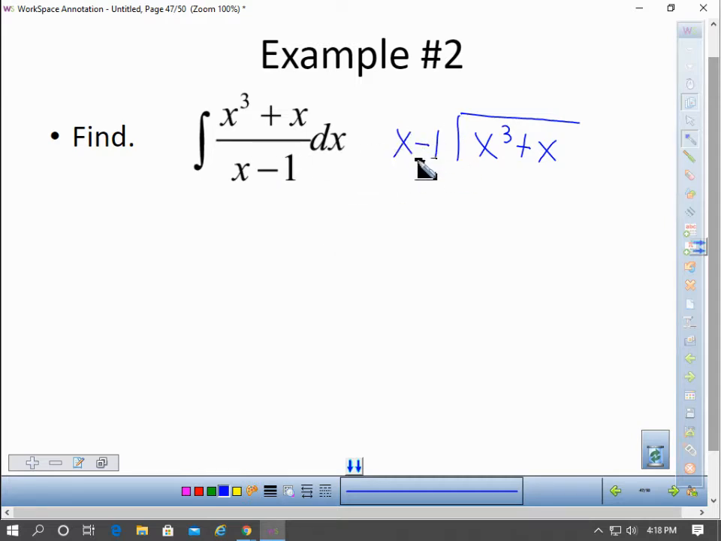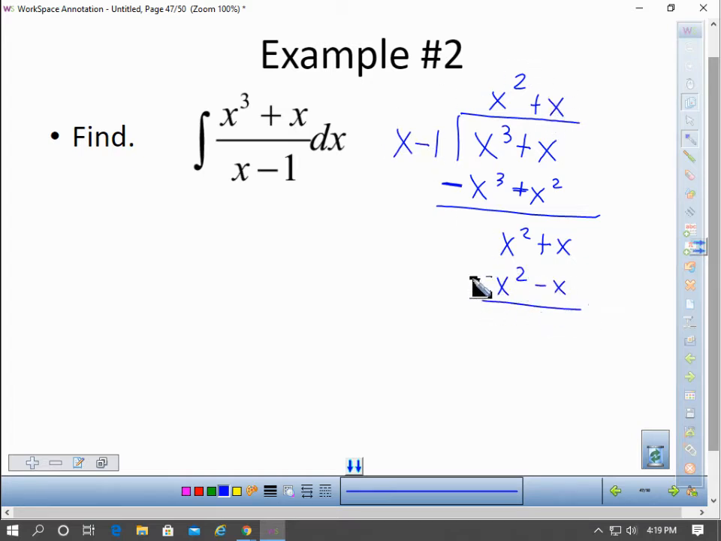Okay, so to do that, x goes into x cubed x squared times. So that's x cubed, you just multiply now, x cubed minus x squared. And when you do long division, you subtract, so that's going to make this addition. So x cubed minus x cubed goes away, and then this is going to be x plus x squared. Now x goes into x squared x times. Now multiply x by both of those, so x squared minus x. We're going to subtract, so that's going to change this into a plus sign. So x squared minus x squared goes away.